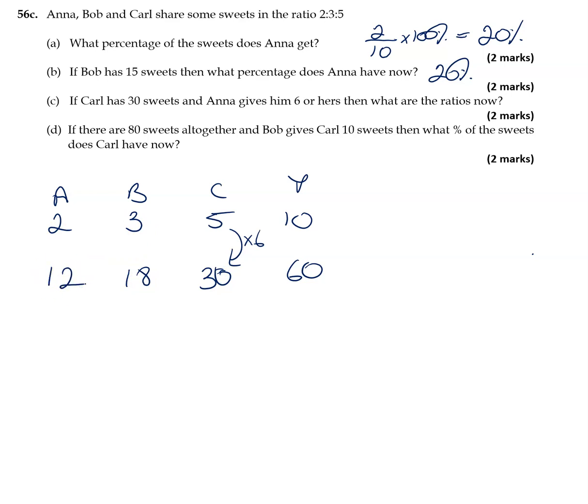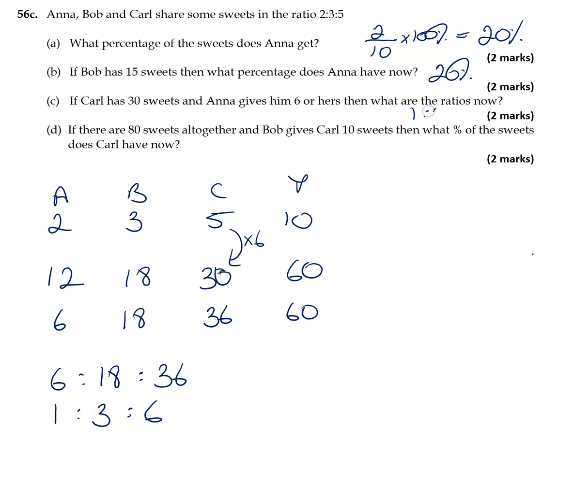Anna gives him 6 of hers. So Anna loses 6. She still has 18. He gets 6. So Anna's given 6 across here. Still got 60 sweets, obviously. And these ratios, so the ratio could be 6 to 18 to 36, but they simplify. They all divide by 6. So 1 to 3 to 6 would be the answer.